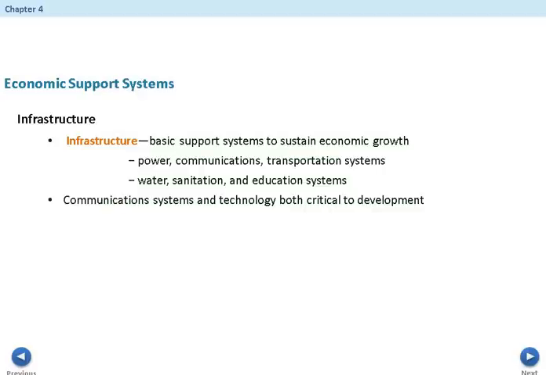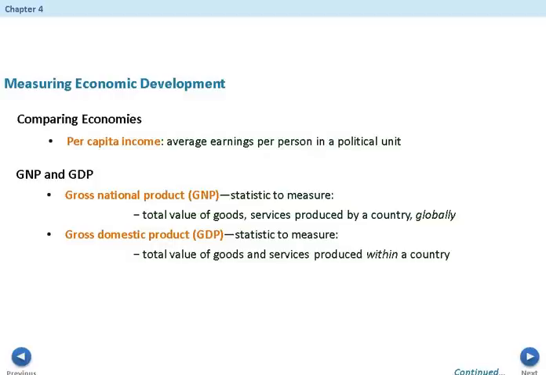Communication systems and technology are also critical to the economic systems. Now, when we look at economies, we want to be able to connect them, and look at one economy next to another country's economy. Per capita income is the average earning per person in a political unit. We need to make sure that we have this because we want to look at countries.